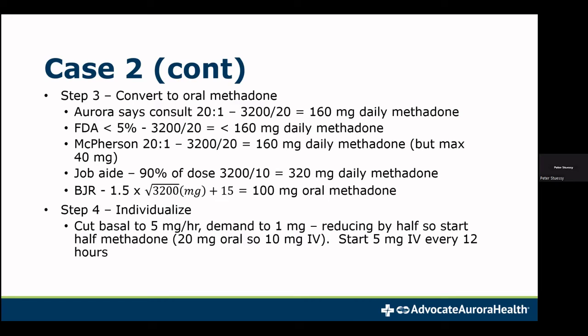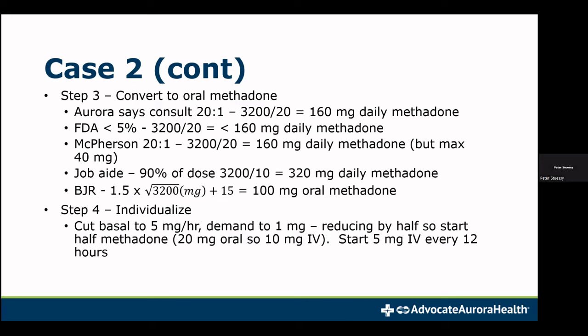So you just don't need those levels of doses that these conversions are saying, 320, 100, 160. There was a small case series that looked at patients with really high doses. It was only 10 patients, but the maximum dose any of them ended up on was 40 milligrams a day as their steady dose. Again, very small number of patients, but in my practice as well, I have never seen patients need 160 or even 100 milligrams of methadone for pain control in these patients. So I recommend the McPherson method, maximum of 40 milligrams in these patients.